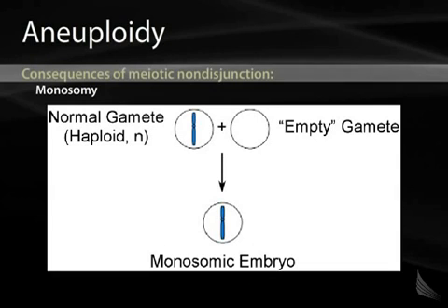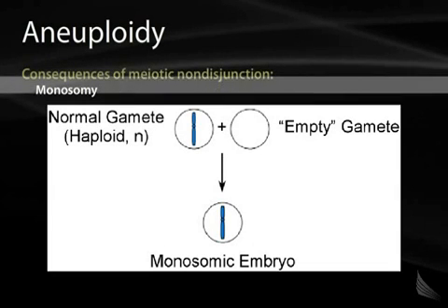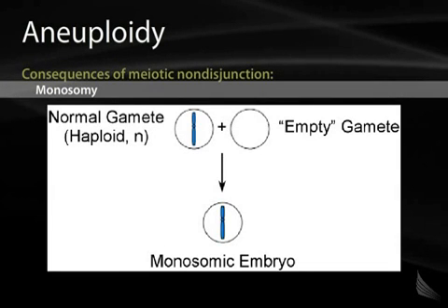So what are the consequences of a meiotic non-disjunction? They can be monosomy, right? We have a normal gamete that's haploid, could fuse with an empty gamete that lacks a certain chromosome or genetic content, and when those two fuse, we have a monosomic embryo. Instead of having two chromosome 21s, for example, like they're supposed to, it only has one. That would be a monosomy at chromosome 21.